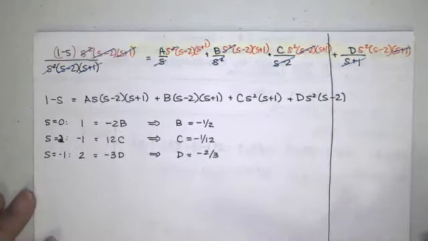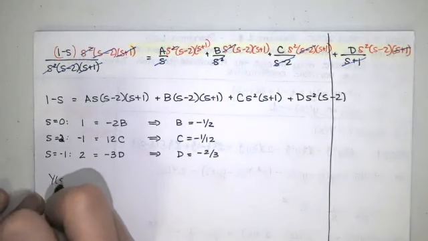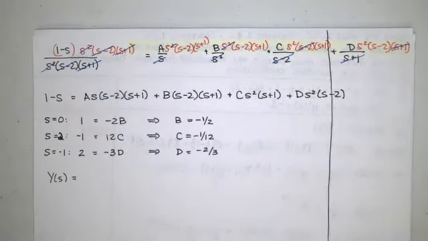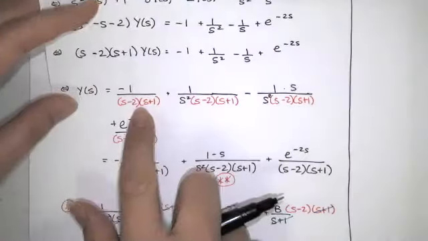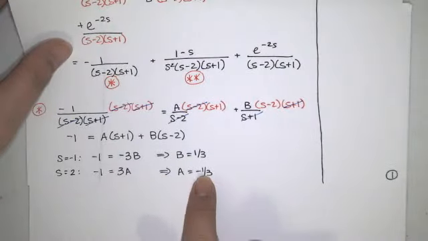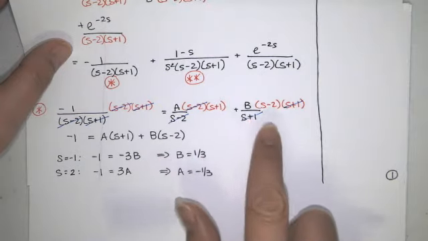Okay, so that means our y of s can be written this way. We had the partial fraction decomposition for this first expression, which was negative 1/3 over s minus 2 plus 1/3 over s plus 1.